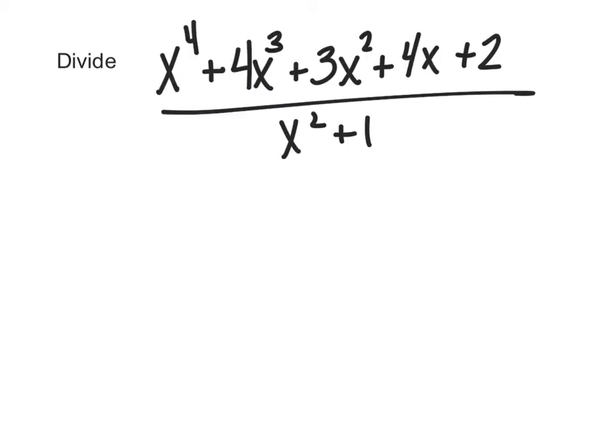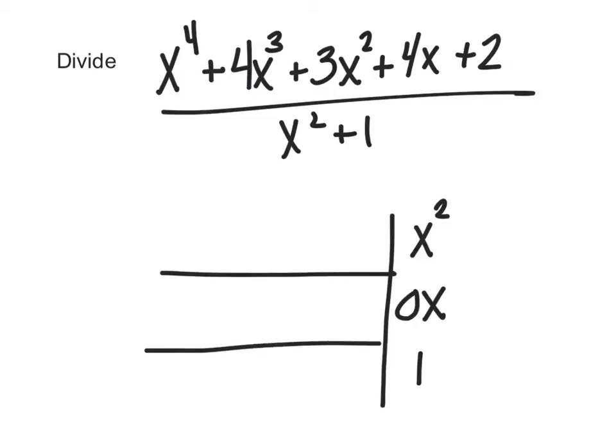So just like we talked about in long division, we're going to use 0 as a placeholder. So on my side, I actually need to go x squared, and then 0 x's, and then my positive 1. Okay, so I'm going to have 3 rows there.